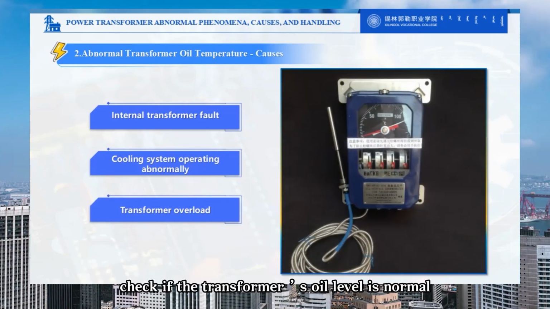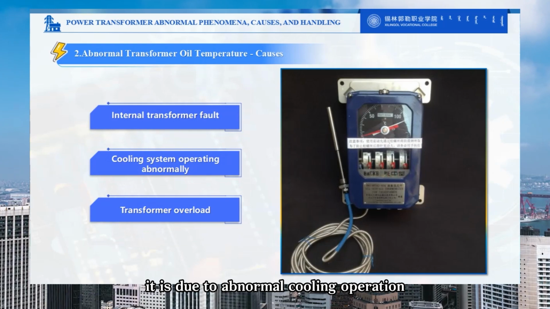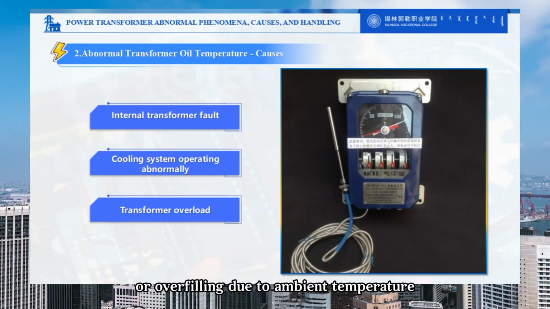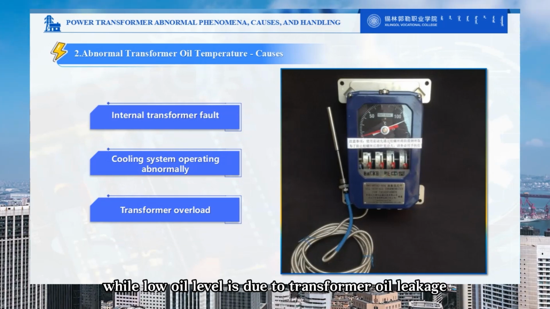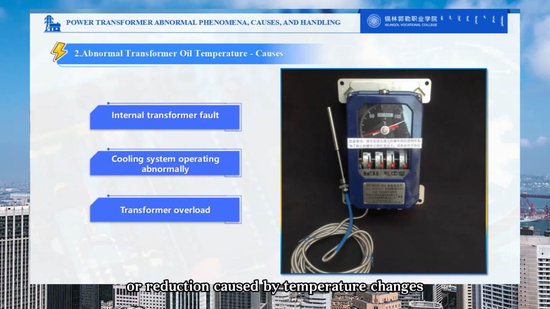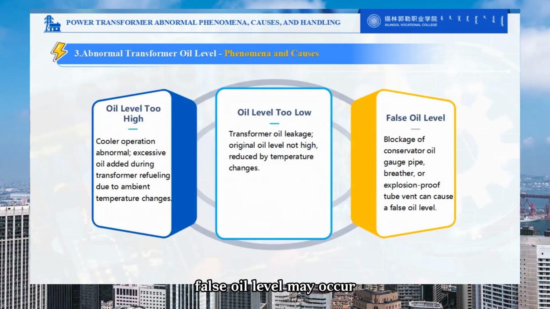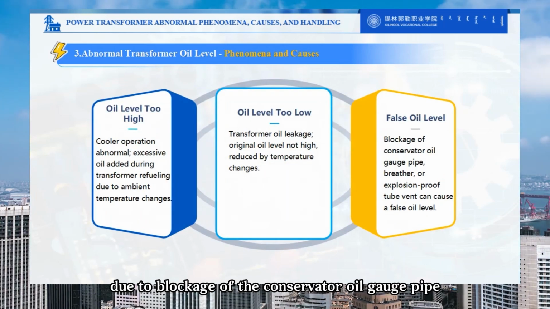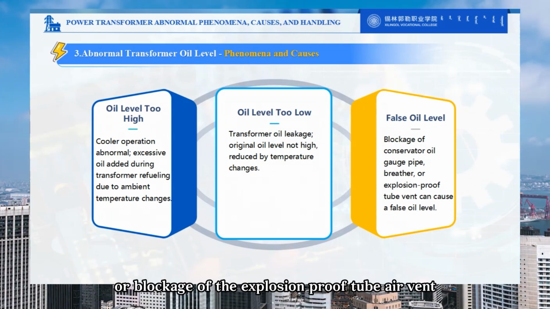Second, check if the transformer's oil level is normal. When the oil level is too high, it is due to abnormal cooling operation or overfilling due to ambient temperature changes when adding oil to the transformer, while low oil level is due to transformer oil leakage or reduction caused by temperature changes. When the original oil level is not high, a false oil level may occur due to blockage of the conservator oil gauge pipe, blockage of the breather, or blockage of the explosion-proof tube air vent.